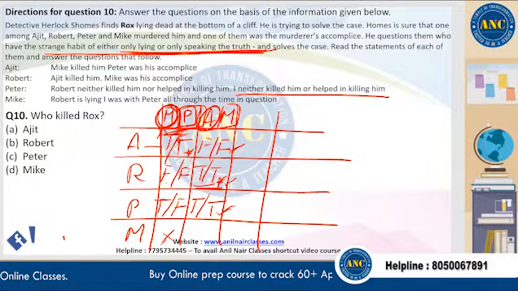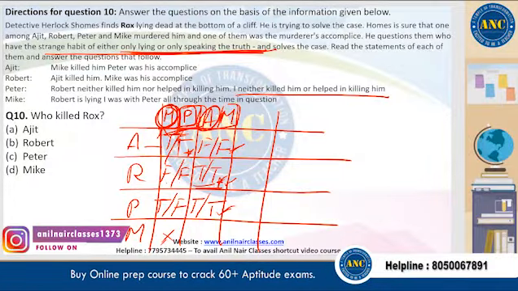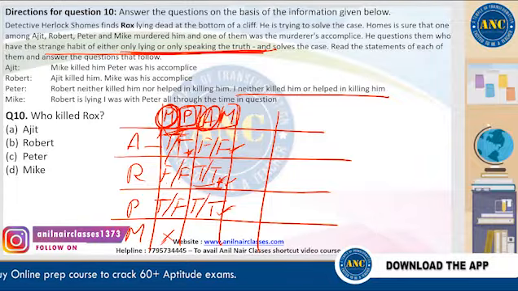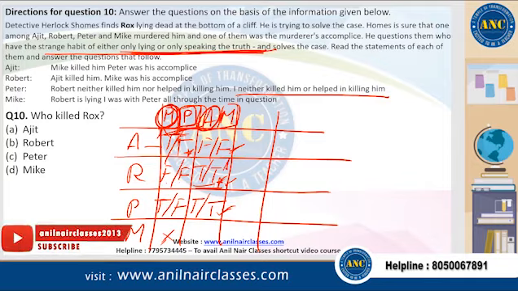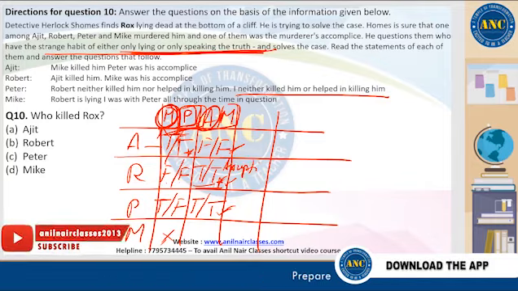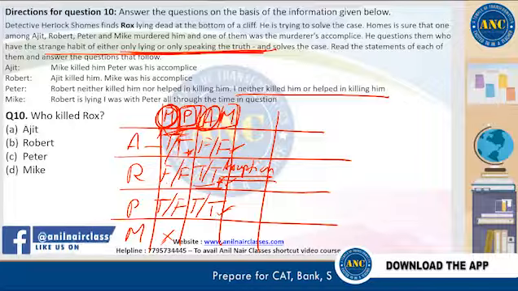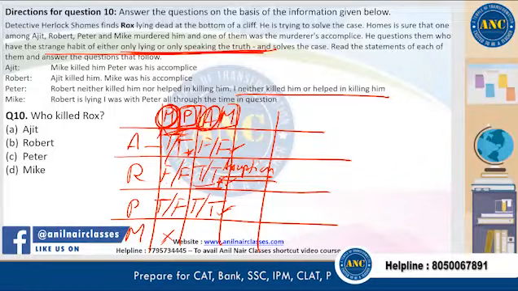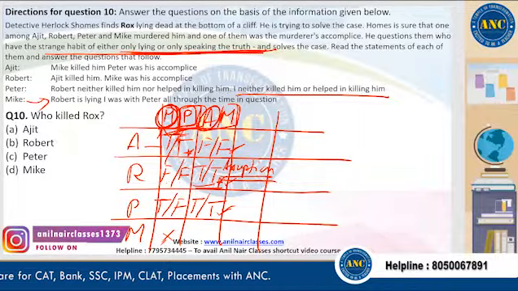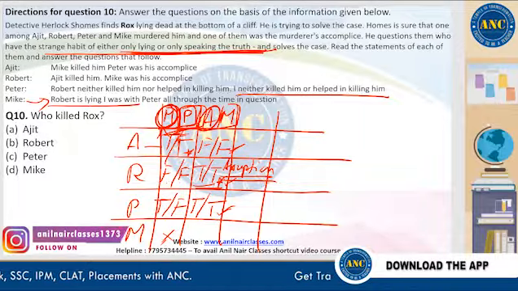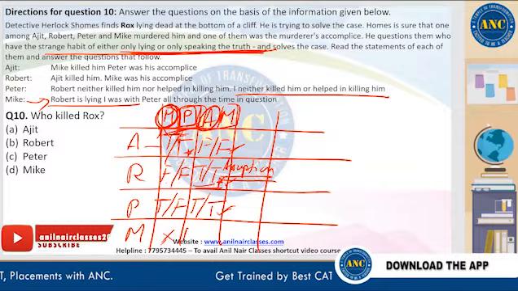The last statement is for Mike, the last person. The two statements: Robert is lying. Now that was the truth. No, we have made an assumption that Robert is speaking the truth. This was an assumption, right? So what does Mike say? Mike says Robert is lying. That's not possible, right? That has to be a false statement.